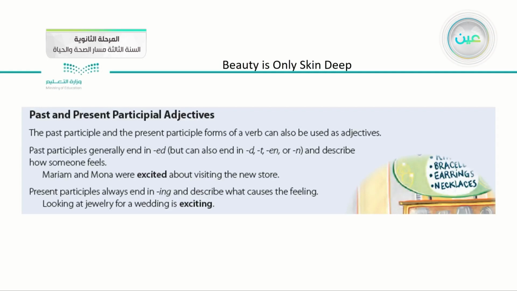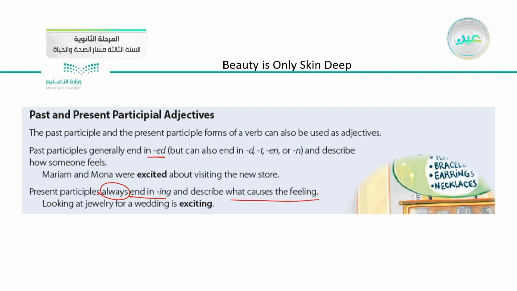Now we have past and present participle adjectives. The past participle and the present participle forms of a verb can also be used as adjectives. Past participles generally end in -ed. We talked about this in the previous part, but they can also end in d, t, en, or n, and describe how someone feels. Mariam and Muna were excited about visiting the new store. Present participles always end in -ing and describe what causes the feeling.